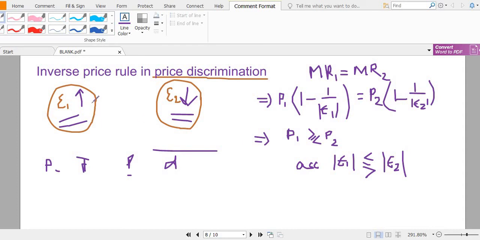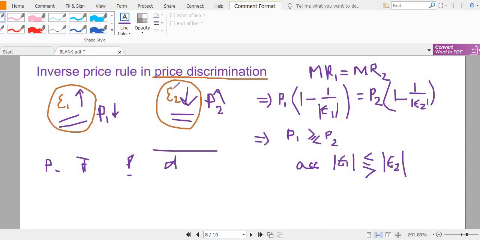So I will not increase my price here. I'll keep my price here as low as possible. And I'll keep my price here as high as possible. So you see there is a negative relation. The higher the amount of elasticity, the lower the price I charge them. Because if I charge them a higher price, they will not stay my consumer. They will not remain as my consumer. They will go away somewhere else.